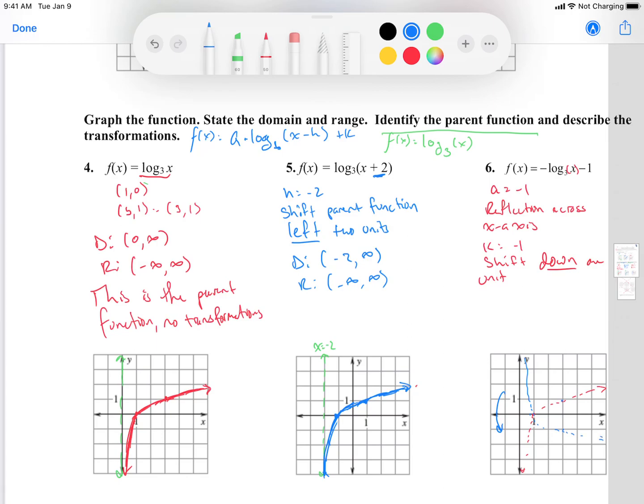And now I'm going to move all of them down 1 unit. So this point here is going to go down 1 unit. This point here is going to go down 1 unit. And so that's going to give me this point and this point. But again, I didn't shift left or right, so even though I reflected, my asymptote is still going to be my y-axis on the graph. There you go.